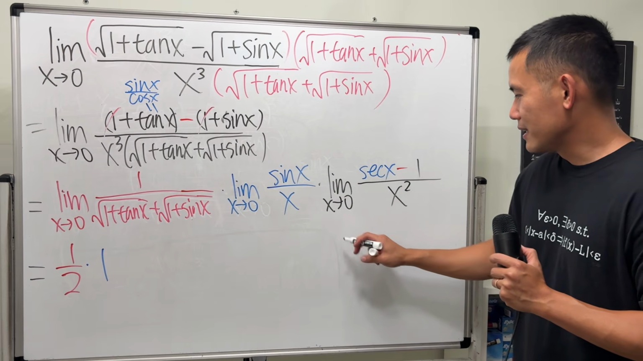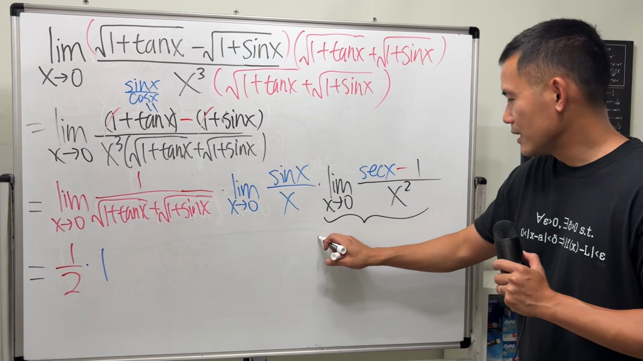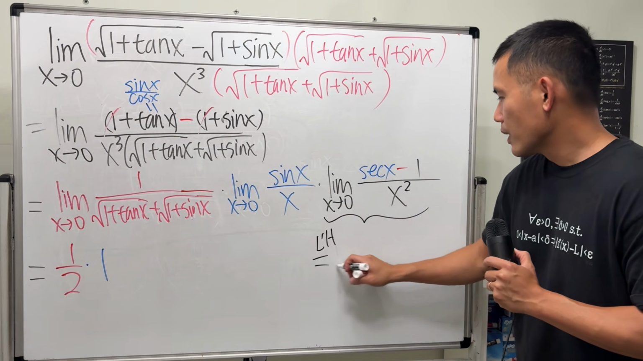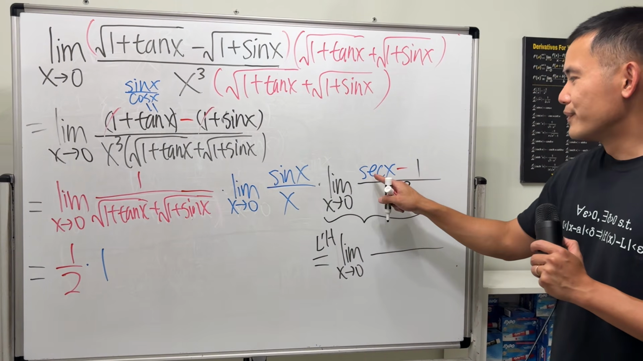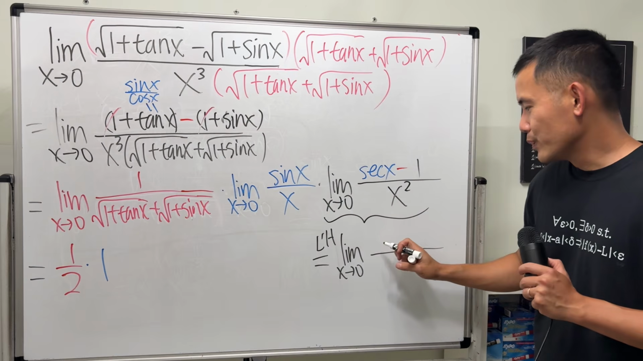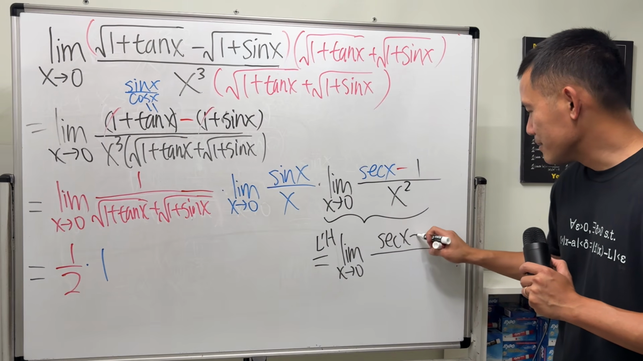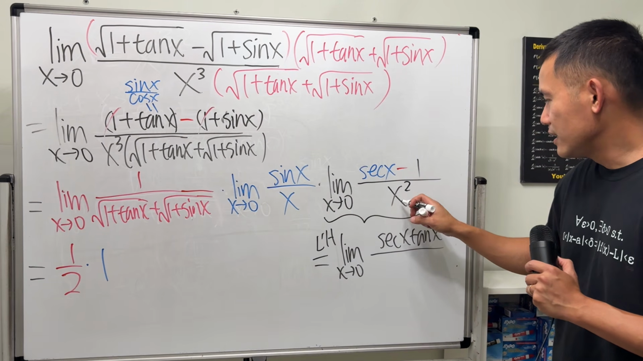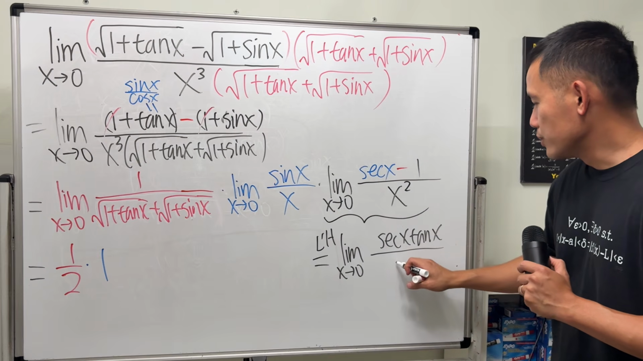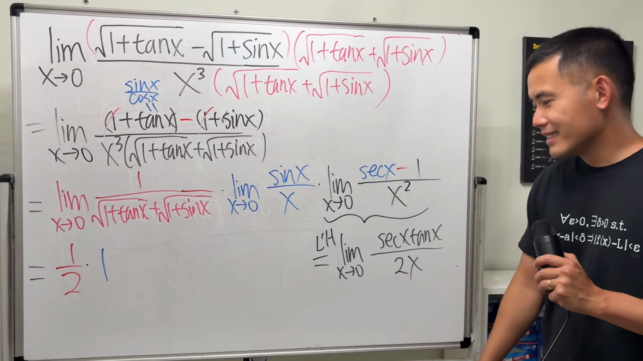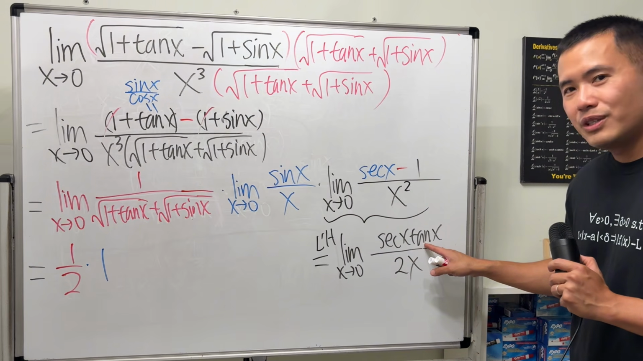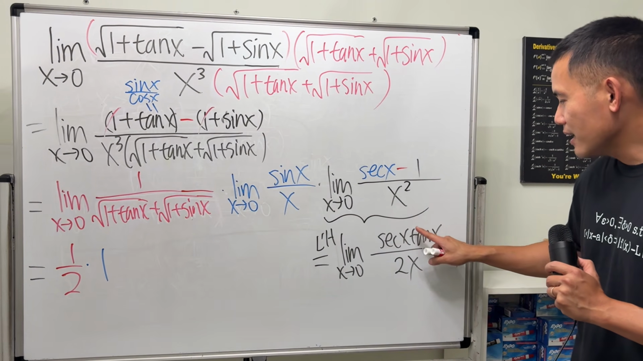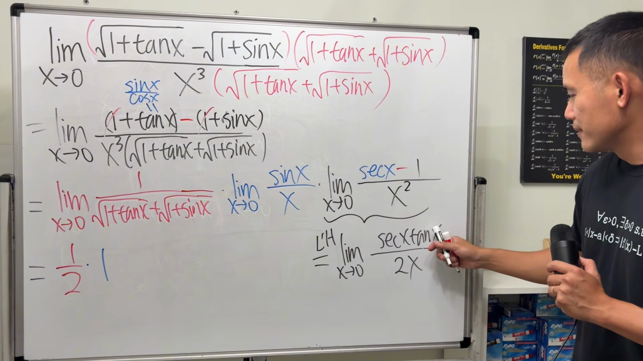So if you just focus on this part, by using L'Hopital's rule, we will get the limit as x approaching 0. Differentiate secant x, we get secant x times tangent x. And then differentiate x squared, we just get 2x. Yes, you still end up with 0 over 0, but you know what? Tangent x is sine x over cosine x. So let's fix that right here.